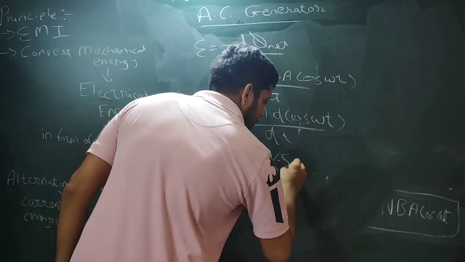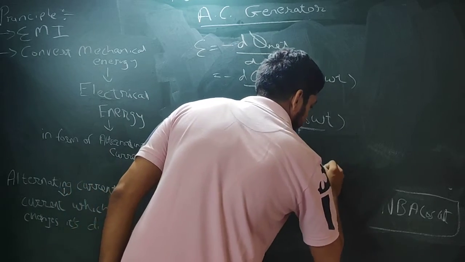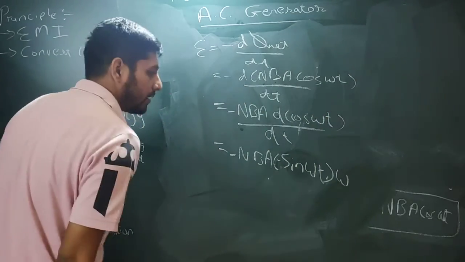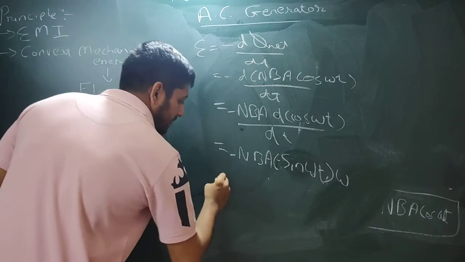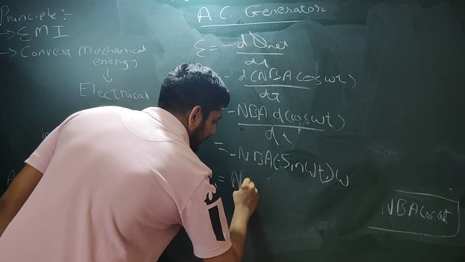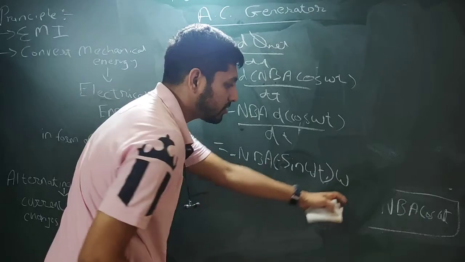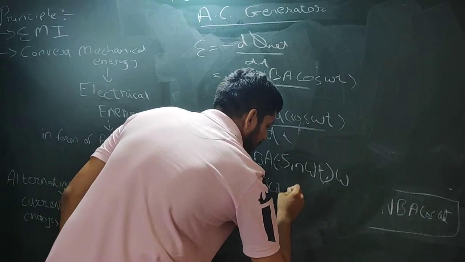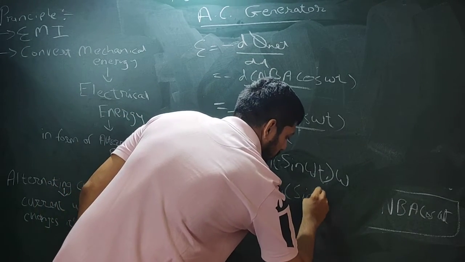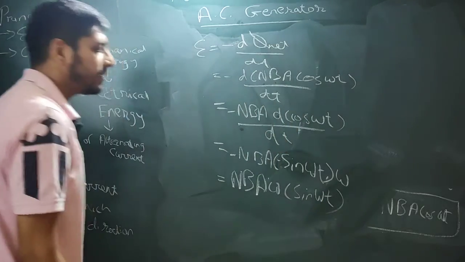Minus sine omega t into omega. Okay, this minus will get cancelled out, so it will be NBA omega, I will take out, omega sine omega t. Can I write it in this form?